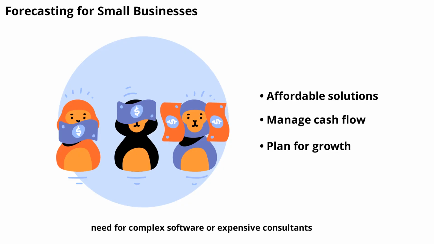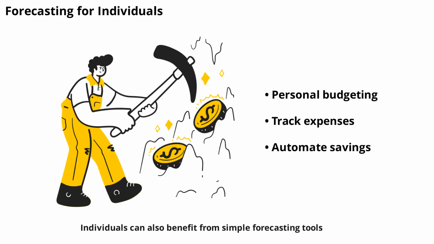or expensive consultants. Individuals can also benefit from simple forecasting tools. Whether you're planning a personal budget, saving for a goal, or managing investments, tools like Excel and Google Sheets make it easy to track income and expenses. Dedicated apps can help automate savings plans and visualize your progress, making financial planning accessible to everyone.